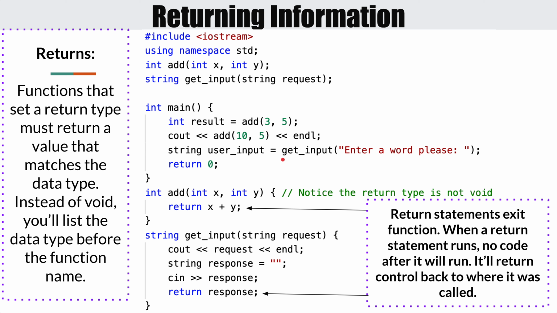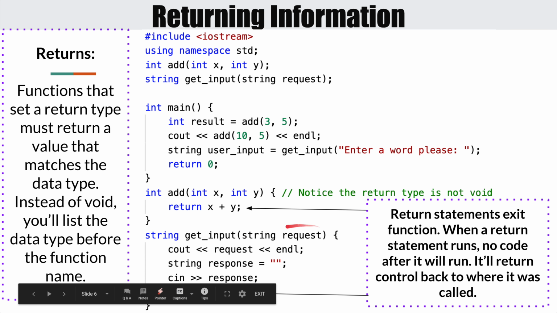Now look at this one, right? Here we're calling getInput, and I love this function because it simplifies C so much, especially when getting input. Look at this. We have a function called getInput. We send it the phrase "Enter a word, please." That goes here to this parameter request, and then we print out that message.